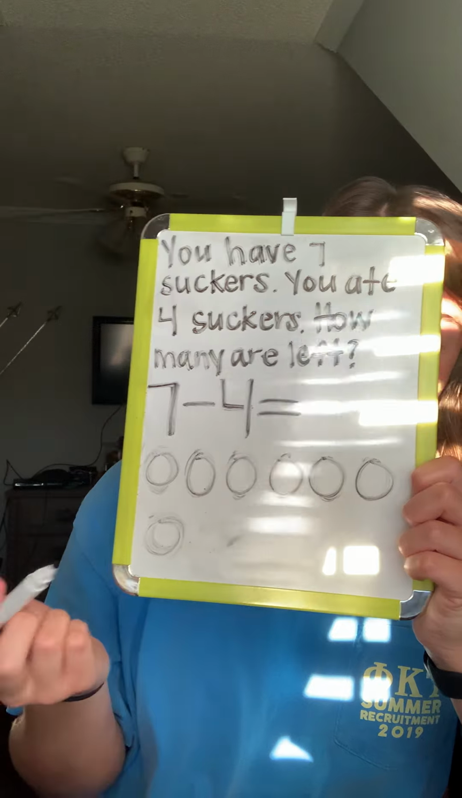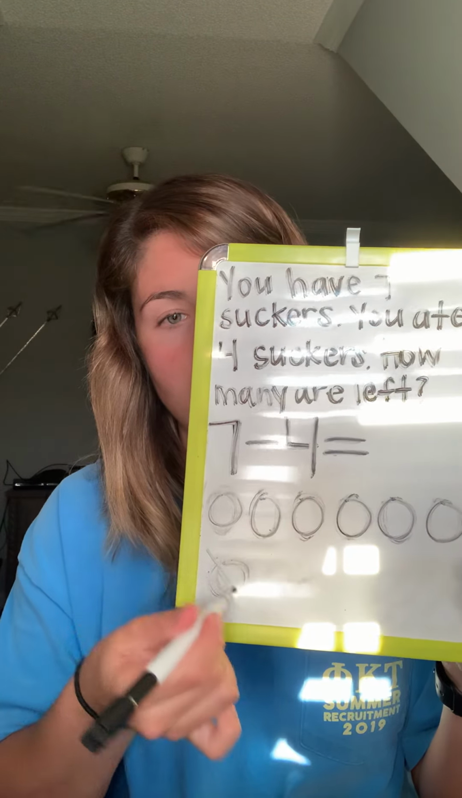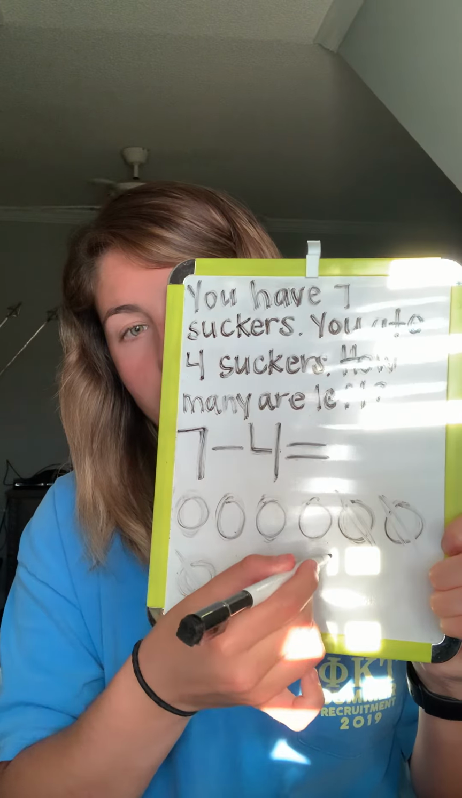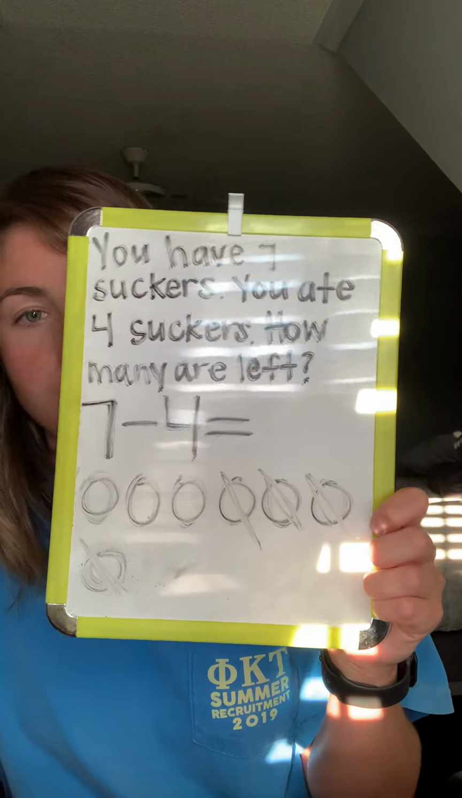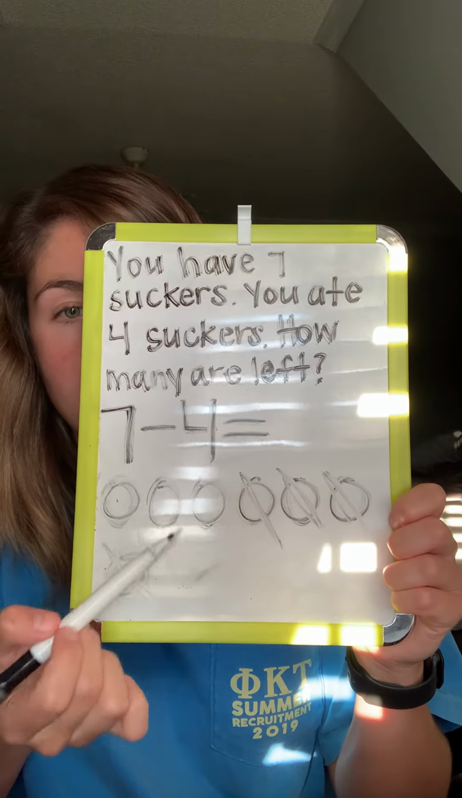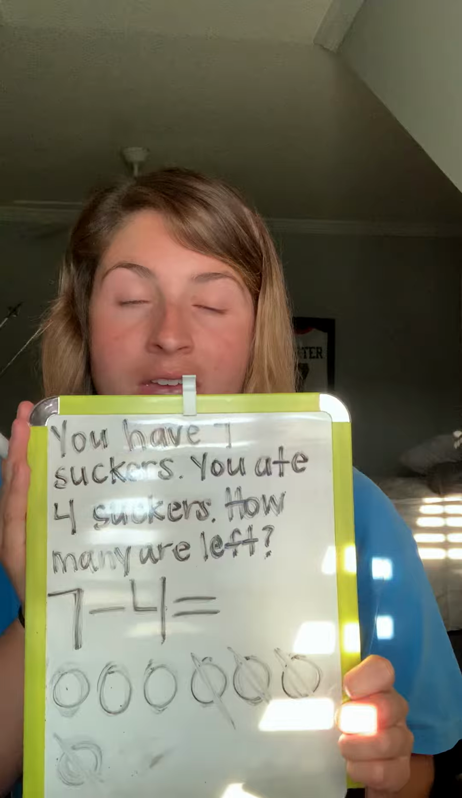Taking away 4. So in this instance, I'm just going to try to cross them out, even though my marker's going dry. 1, 2, 3, 4. Okay, so I've crossed out 4. You saw me cross them out. So now I'm going to go back and count how many I have left. 1, 2, 3. So that tells me that 7 minus 4 equals 3.